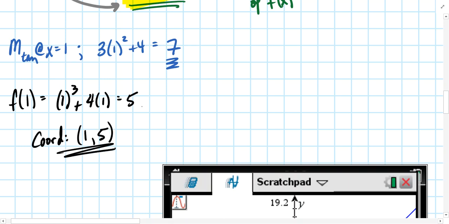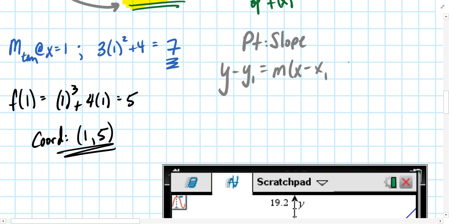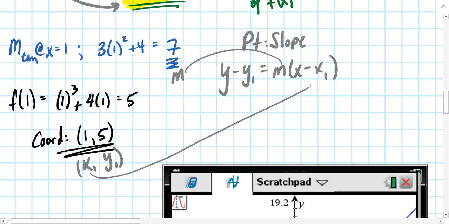We know that the slope is 7, and if we utilize our point slope formula, which was y minus y1 equals m times x minus x1, we can now substitute the x1 and y1 coordinates along with our slope into this equation and simplify, and then we've got our linear equation for the tangent line.